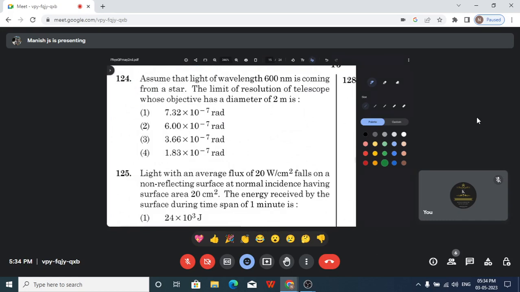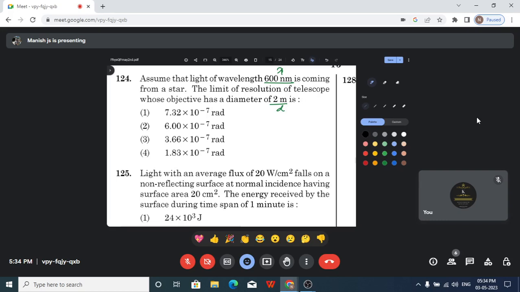Question number 124. Assume that light of wavelength 600 nanometer is coming from a star. So they have specified the wavelength lambda. Okay, I am writing it. So wavelength lambda is 600 nanometer. It's coming from a star. The limit of resolution of a telescope whose objective has a diameter of 2 meters. So the diameter of the objective D is nothing but 2 meters here. That is also specified.